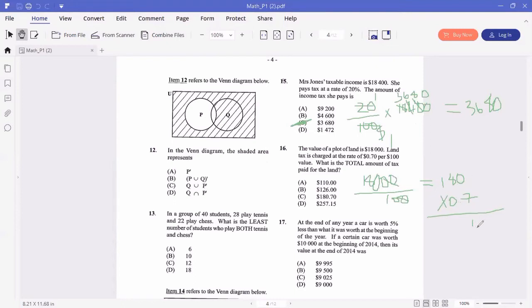7 times 0 is 0. 7 times 8 is 56. So I put down 6 and carry 5. Now 7 times 1 is 7. Plus 5 is 12, and I need 1 decimal place, so I end up paying $126 in land tax. So therefore, my answer would be B.